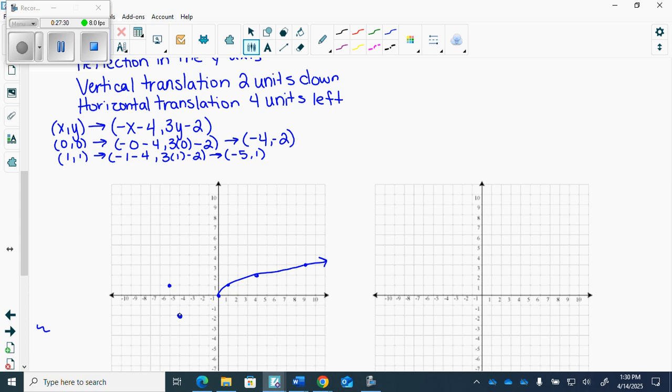What the heck? It's going this way now. Should it be going that direction? Yeah, because there's a reflection in the y-axis, right? Instead of going up and to the right, it's now going up and to the left, because that reflection makes it go the opposite direction. Then we have 4, 2. It becomes negative 4 minus 4, comma 3 times 2 minus 2, which becomes negative 8, 4.